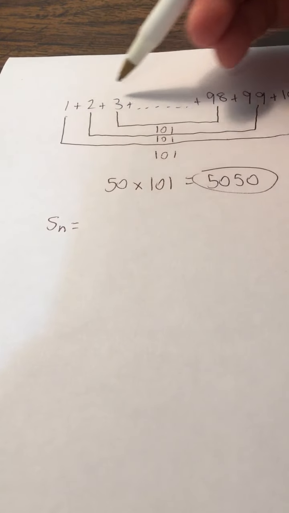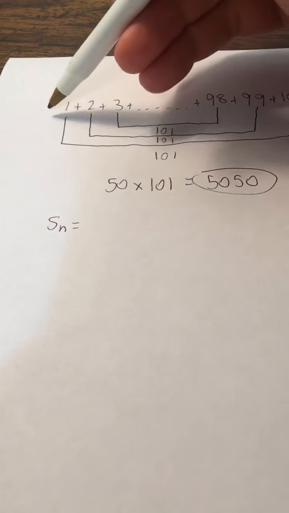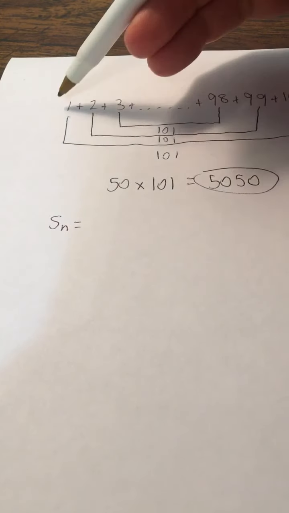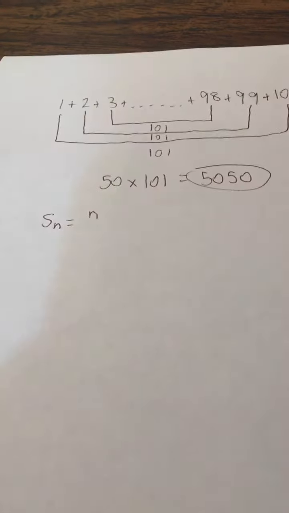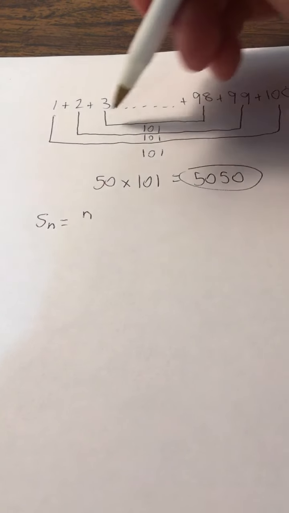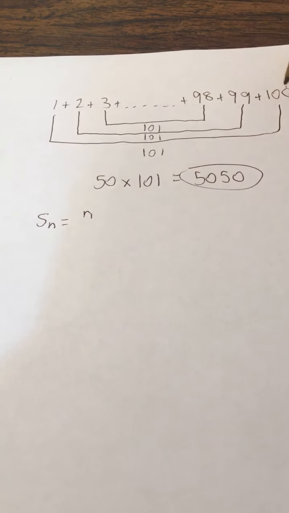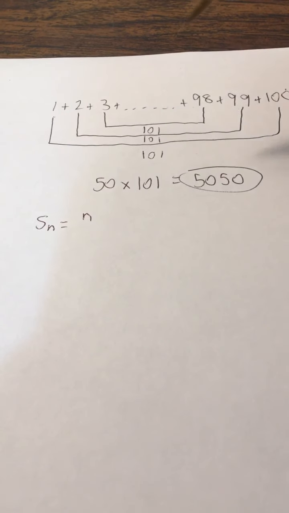So let's just use this strategy. The sum, S of n, equals the number of pairs times the sum of that pair. So number of pairs, if you remember our formula from yesterday, what letter do we use for the amount of numbers in the list? It's n. N tells you how many terms are in the list. Now, we want how many pairs. If there's 100 terms in the list, we had 50 pairs. What do you do to 100 to get the 50 pairs? You divide it by 2.